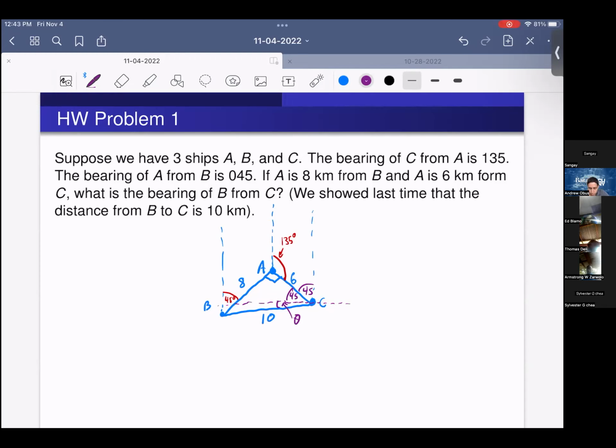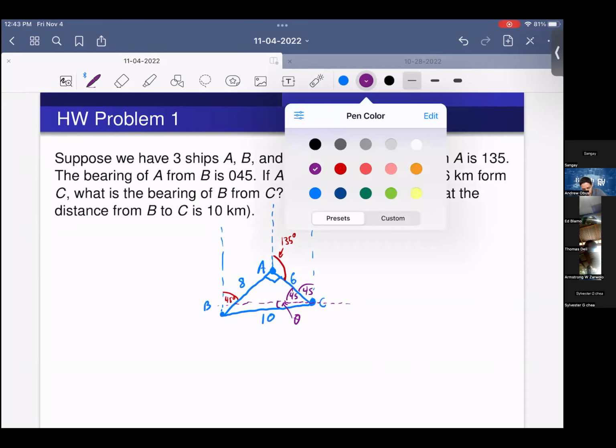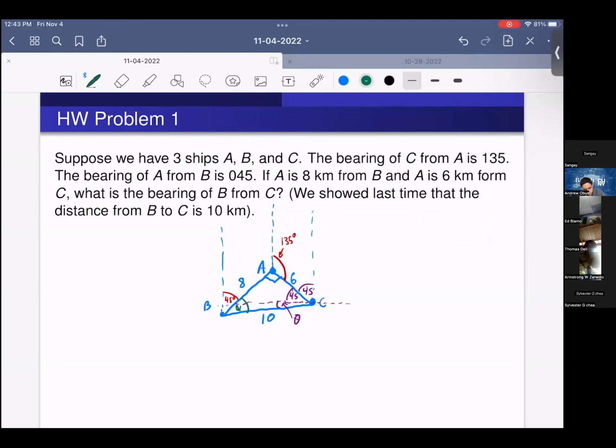Besides that, in B, the angle in B, I gave another angle. I call it beta or alpha. So this angle should be, let me use a different color, alpha. So the bearing of B from C, we have alpha and theta.